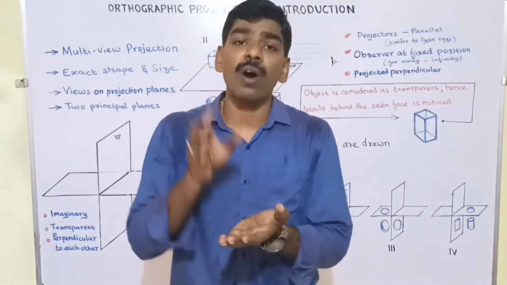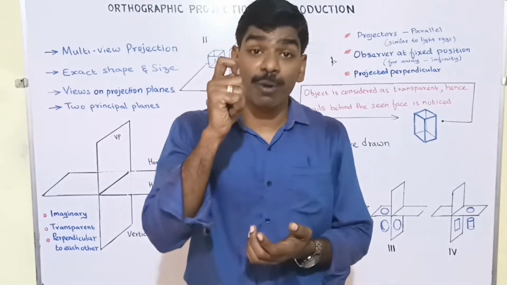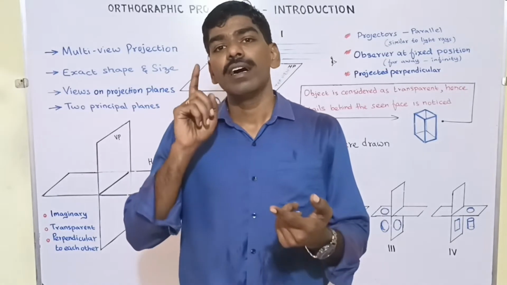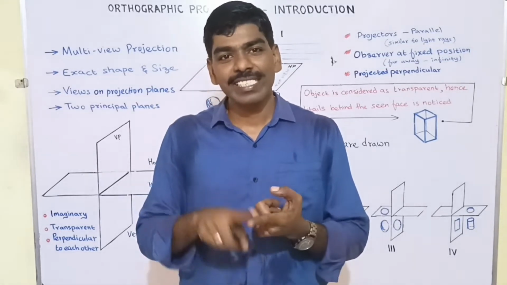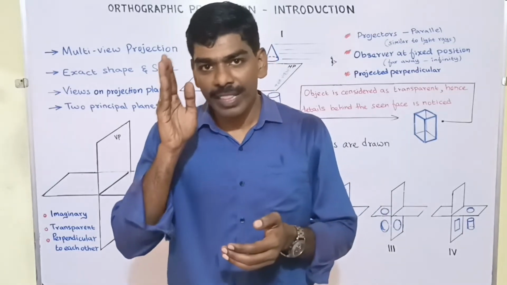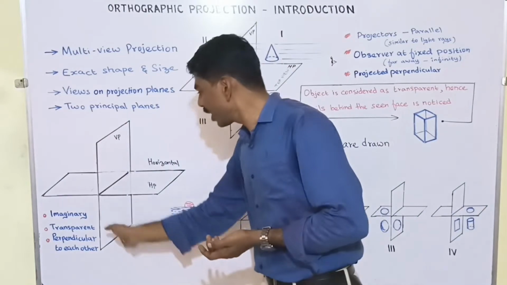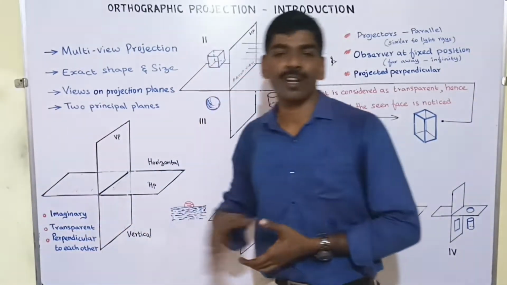These views are obtained on planes. So this is a multi-view projection where we get exact shape and size. There are 2 principal planes. Here we have a vertical plane and another horizontal plane.